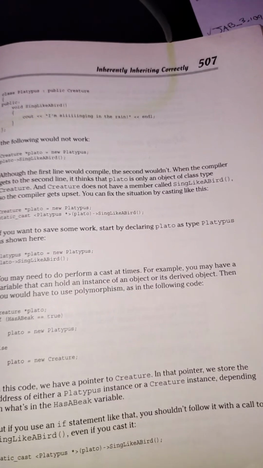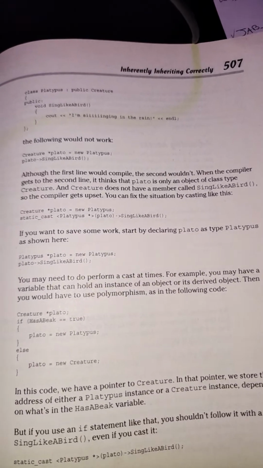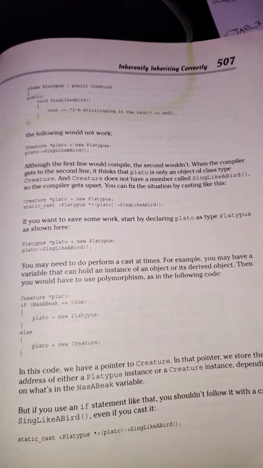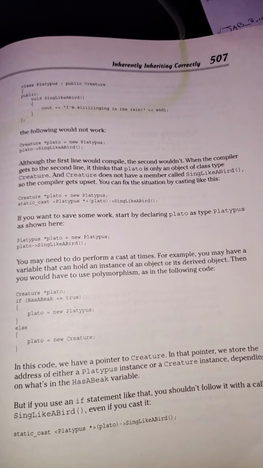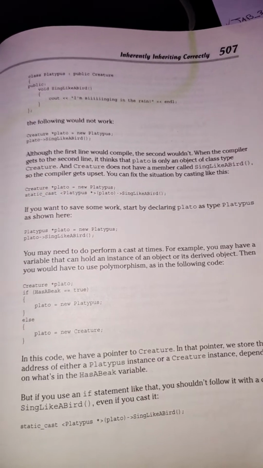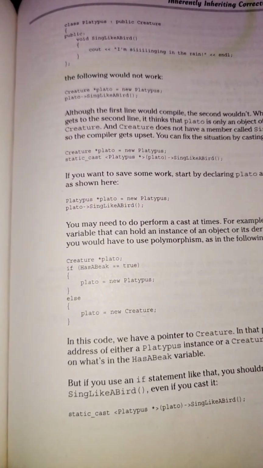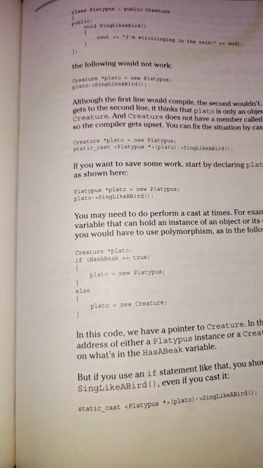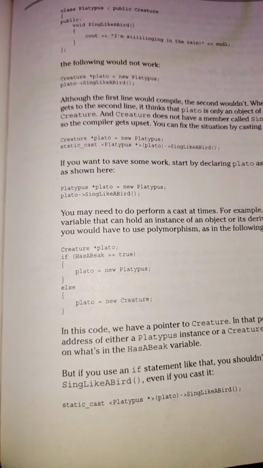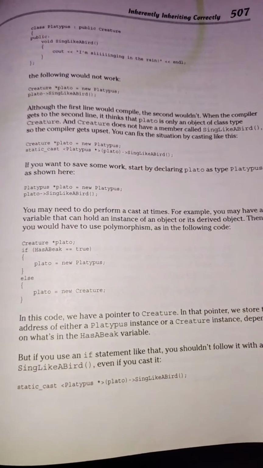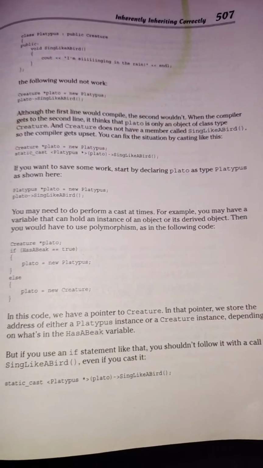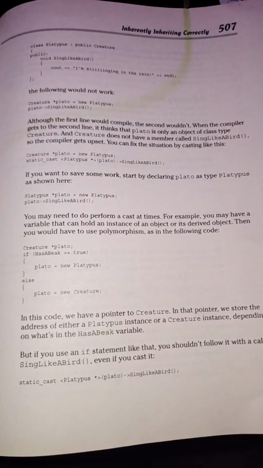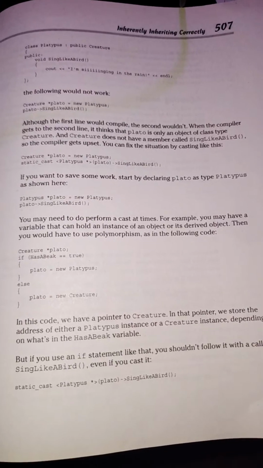For example, you may have a variable that can hold an instance of an object or its derived object. Then you would have to use polymorphism, as in the following code. Creature star Plato, if has a beak equals true, Plato equals new platypus, else Plato equals new creature. In this code, we have a pointer to creature. In that pointer, we store the address of either a platypus instance or a creature instance, depending on what's in the has a beak variable.